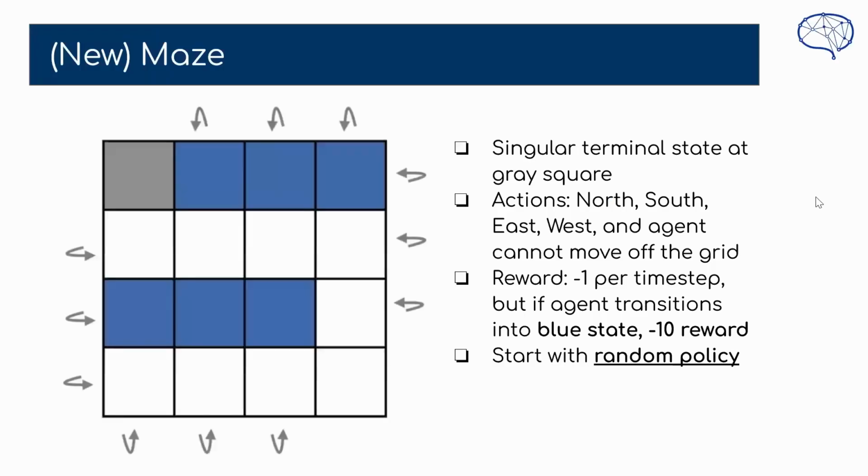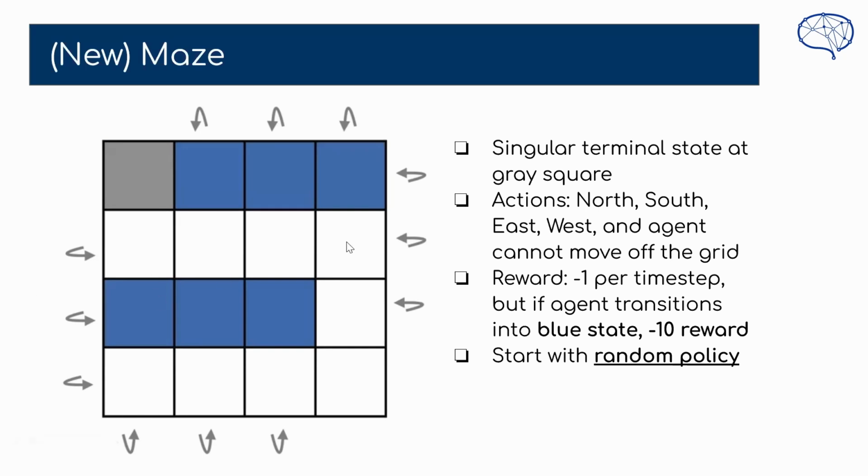So we're going to introduce a new grid actually. Same thing. The gray state is your terminal state, and you get a reward of negative 1 in every step. But if you go into a blue state, you get a reward of negative 10. So it's a little bit different. And let's say we start with a random policy.